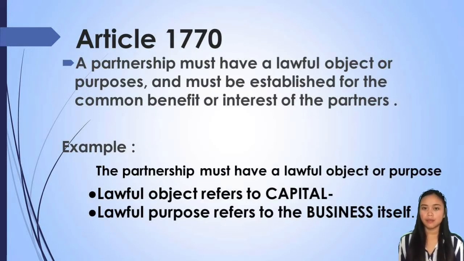Article 1770. A partnership must have a lawful object or purpose and must be established for the common benefit or interest of the partners. Example: the partnership must have a lawful object or purpose. Lawful object refers to capital, lawful purpose refers to the business itself.